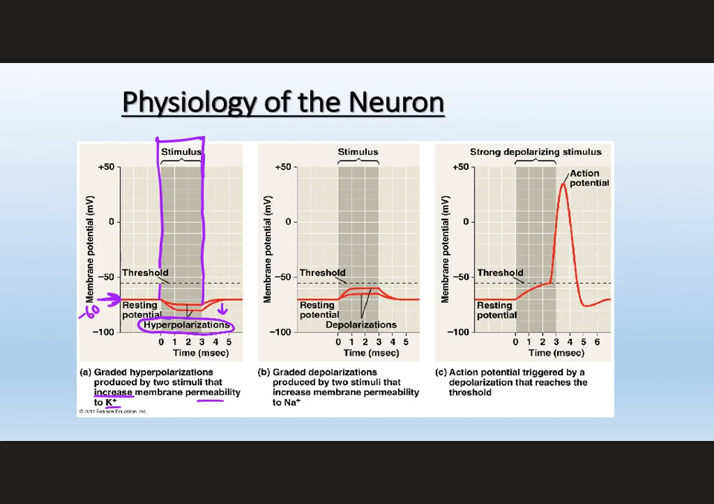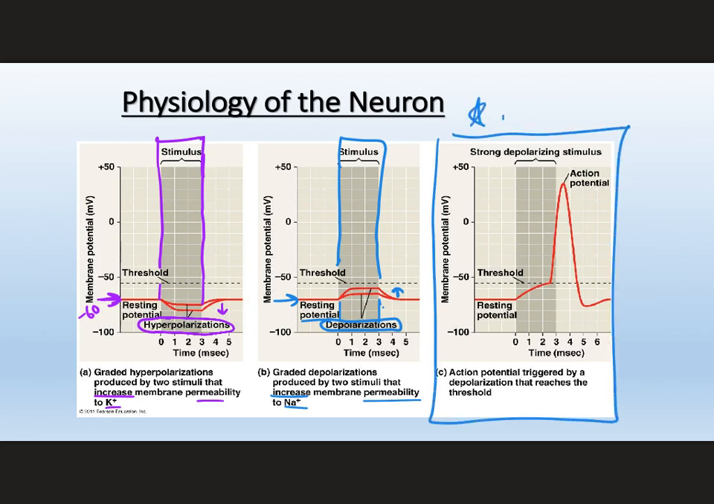Now in the second picture, we again start out at rest. But this time our stimulus, for whatever reason, is going to open sodium channels. It's going to increase sodium permeability. Notice what this is going to do is cause a slight depolarization. So our line in this graph goes a little bit higher, less negative, more toward 0. We'll talk about this more in just a moment, but let's look at this third picture.